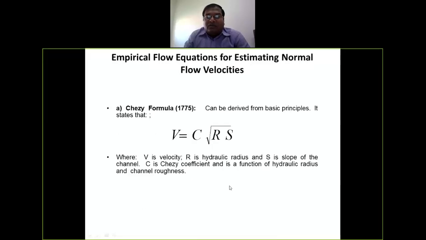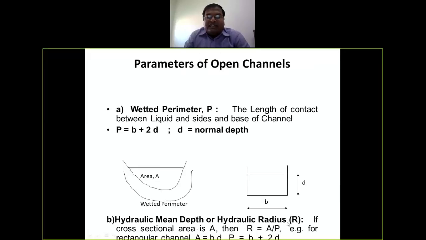Hydraulic mean depth or hydraulic radius. If the cross sectional area is A, then R is equal to A by P. I already told you hydraulic radius is nothing but R is equal to A by P. For a rectangular channel, area is B times D and P is B plus twice D. That we have discussed.